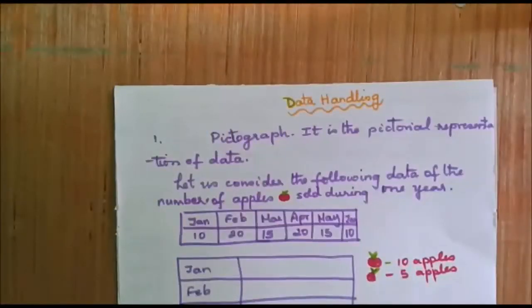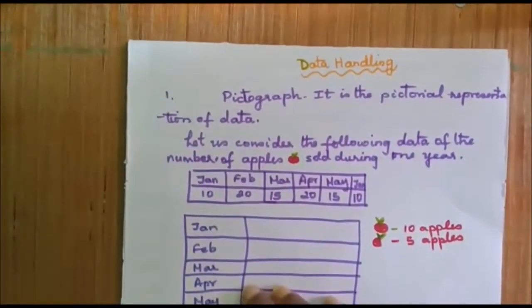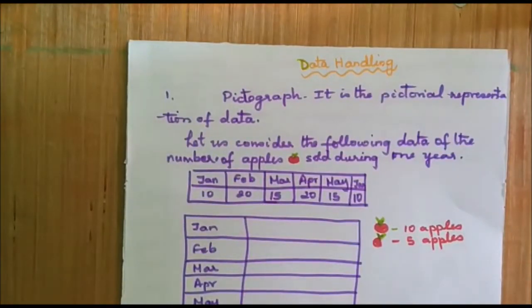Hello friends, in today's class we'll see the next topic, that is data handling. Now what do you mean by data? Data is any information, say like the marks you have obtained in a class test or the runs scored by a batsman in an innings or in a test match.